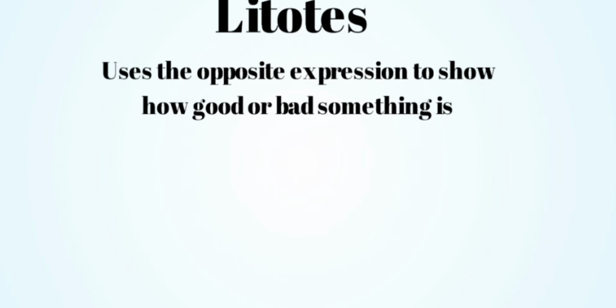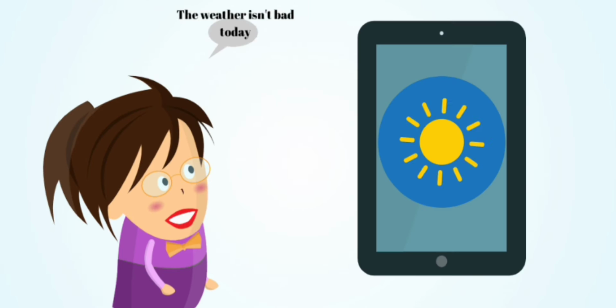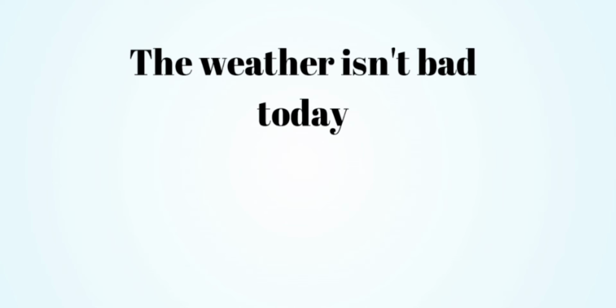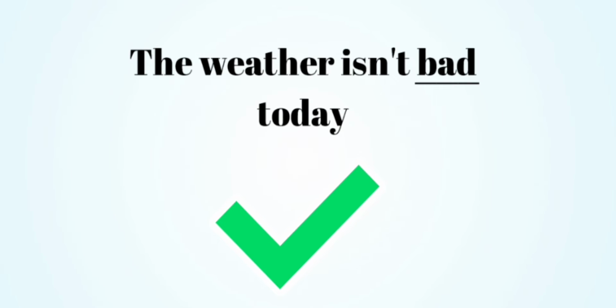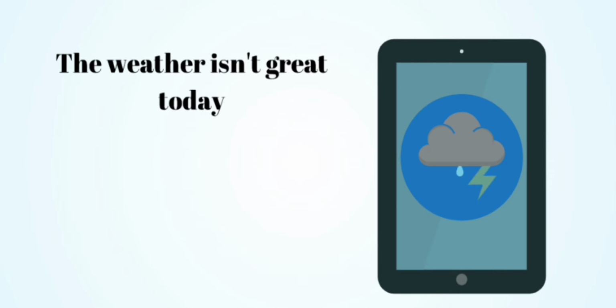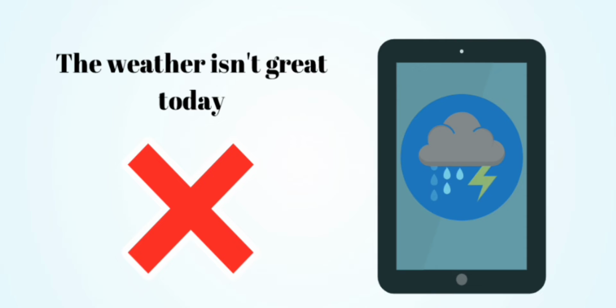Litotes. Litotes uses the opposite expression to demonstrate how good or bad something is. The weather isn't bad today. When listening to that sentence, do you assume the weather is good or bad? It's expressed as good even though it uses the word bad to describe the weather. If you still don't understand, another example is, the weather isn't great today, implying that the weather is in terrible condition despite using the word great.